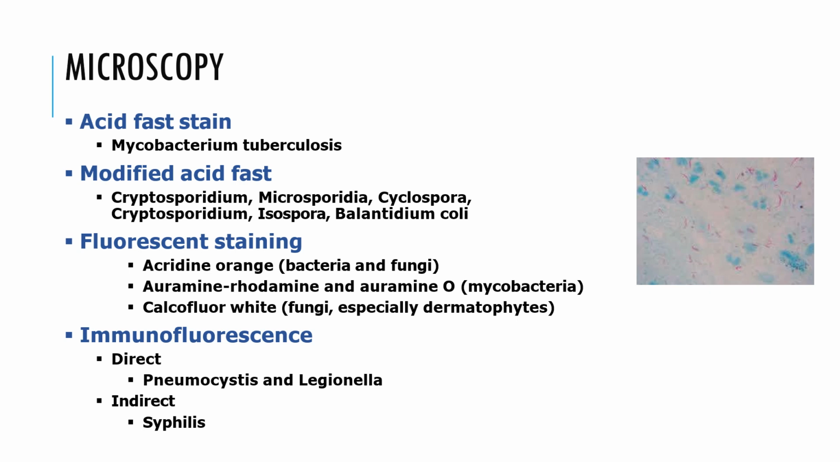The various stains employed are acid fast stain, modified acid fast stain, fluorescence staining, and immunofluorescence staining. Direct immunofluorescence is used for Pneumocystis and Legionella, while indirect is used for syphilis. Fluorescence staining includes acridine orange for bacteria and fungi, then auramine rhodamine and auramine O for mycobacteria, then calcofluor white stain for fungi, especially dermatophytes. Modified acid fast stain is used for Cryptosporidium, Microsporidia, Cyclospora, Isospora, and Balantidium coli, whereas acid fast stain is commonly used for Mycobacterium tuberculosis.